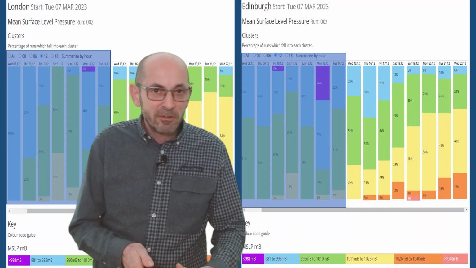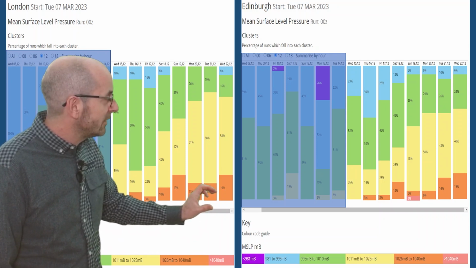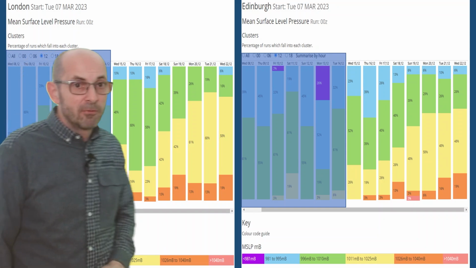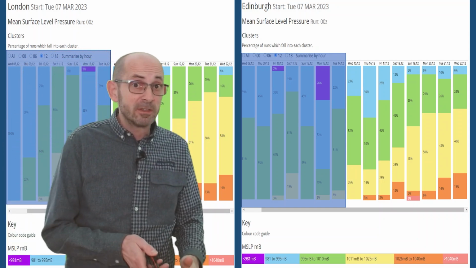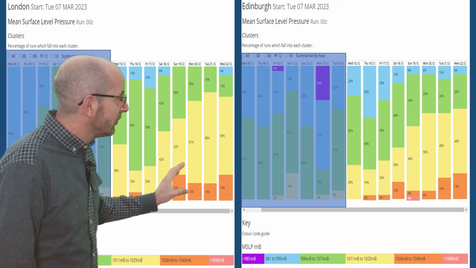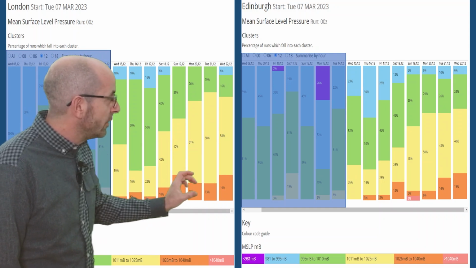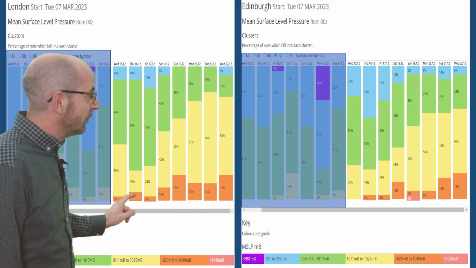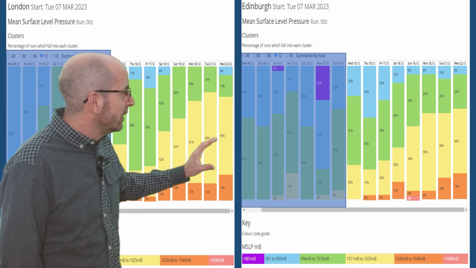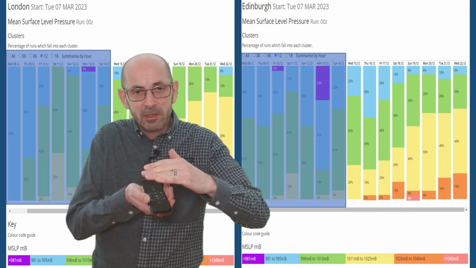Finally, the mean surface level pressure data tables going forwards through time rather than being a static snapshot like the last two charts were. The one on the left is for London, the one on the right for Edinburgh, both generated using data from the GEFS. The trend is for pressure to be rising a little bit later on. There's more yellow and orange through the last 3 or 4 days than the first 3 or 4 days. And it's a similar theme on the Edinburgh plot, but at a slightly lower level.